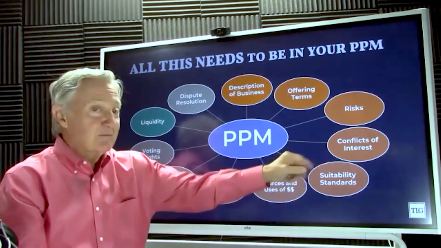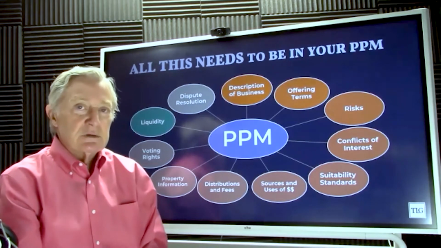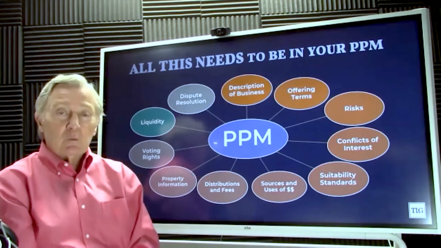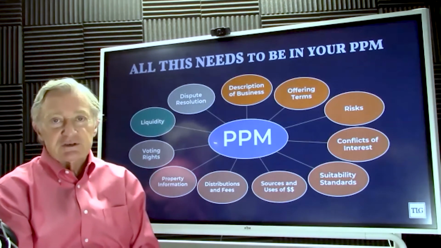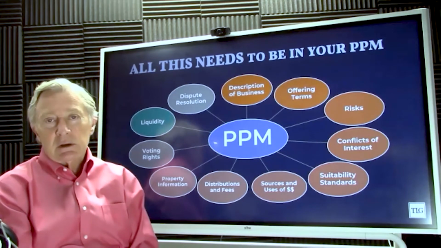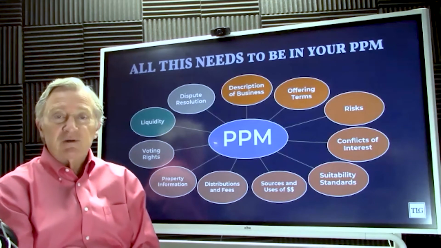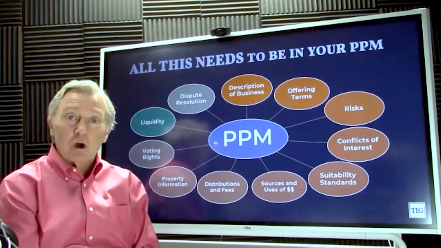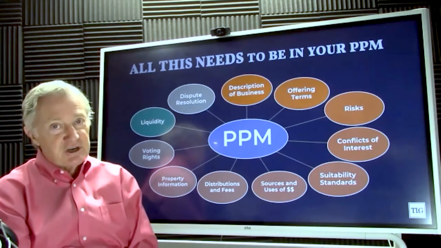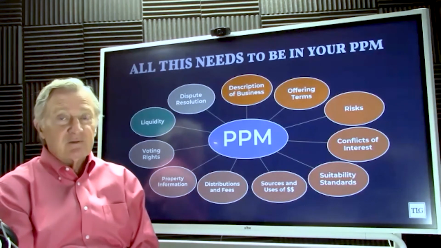Then we get into conflicts. And this really relates to the manager's business. Does the manager already have 16 offerings out there? What are the conflicts if one of those offerings starts falling apart and the manager is asked to fund a manager loan? Does he have to? If he funds it for one, does he have to fund it for all? What if the manager is a broker, a real estate broker, and a syndicator at the same time? What are those conflicts? What are the conflicts about the manager?